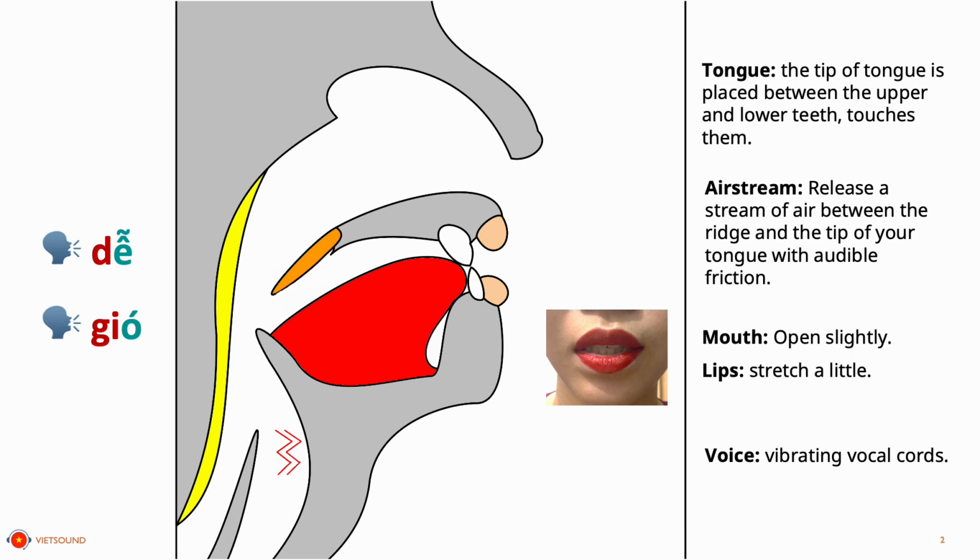Now let's talk about the mouth shape. Open your mouth slightly, stretch your lips a little bit. And the last thing you have to remember about the Z sound, that it is a voice sound, so you have to vibrate your vocal cords when saying the Z sound. Okay, now let's try to say the sound again. Z, Z, dễ, gió.